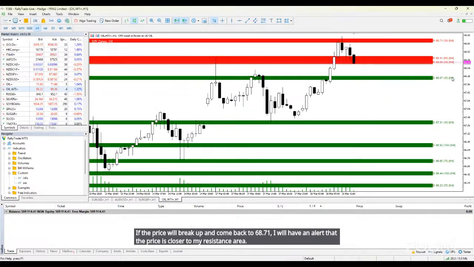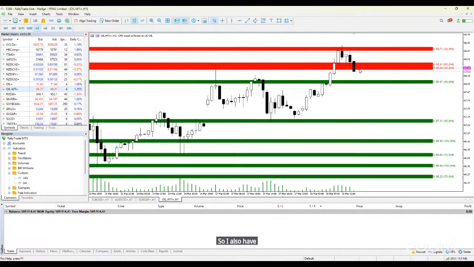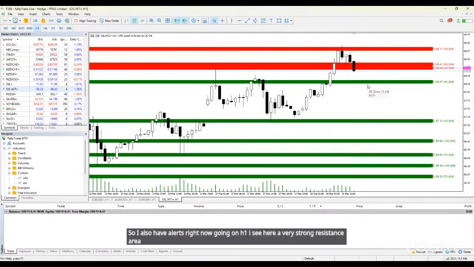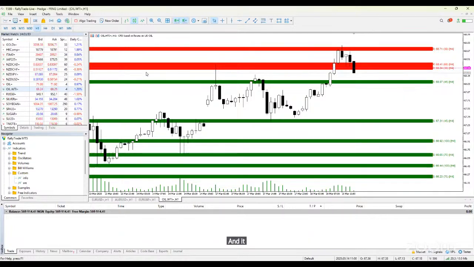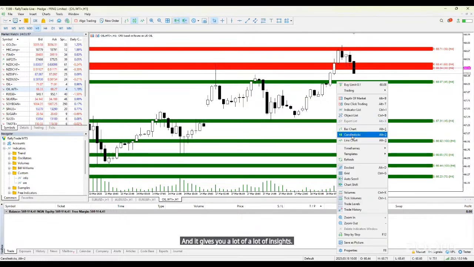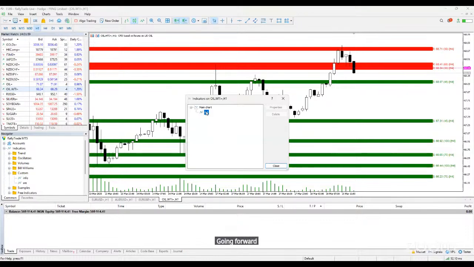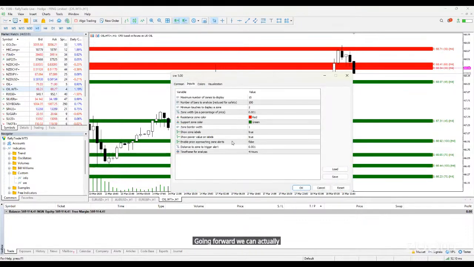So I also have alerts right now going on H1. I see here a very strong resistance area, price moving lower to the next support on H1 is very visible, very nice. H1 is one of my favorite time frames anyway, and it gives you a lot of insights. Going forward, we can actually check for a longer range.